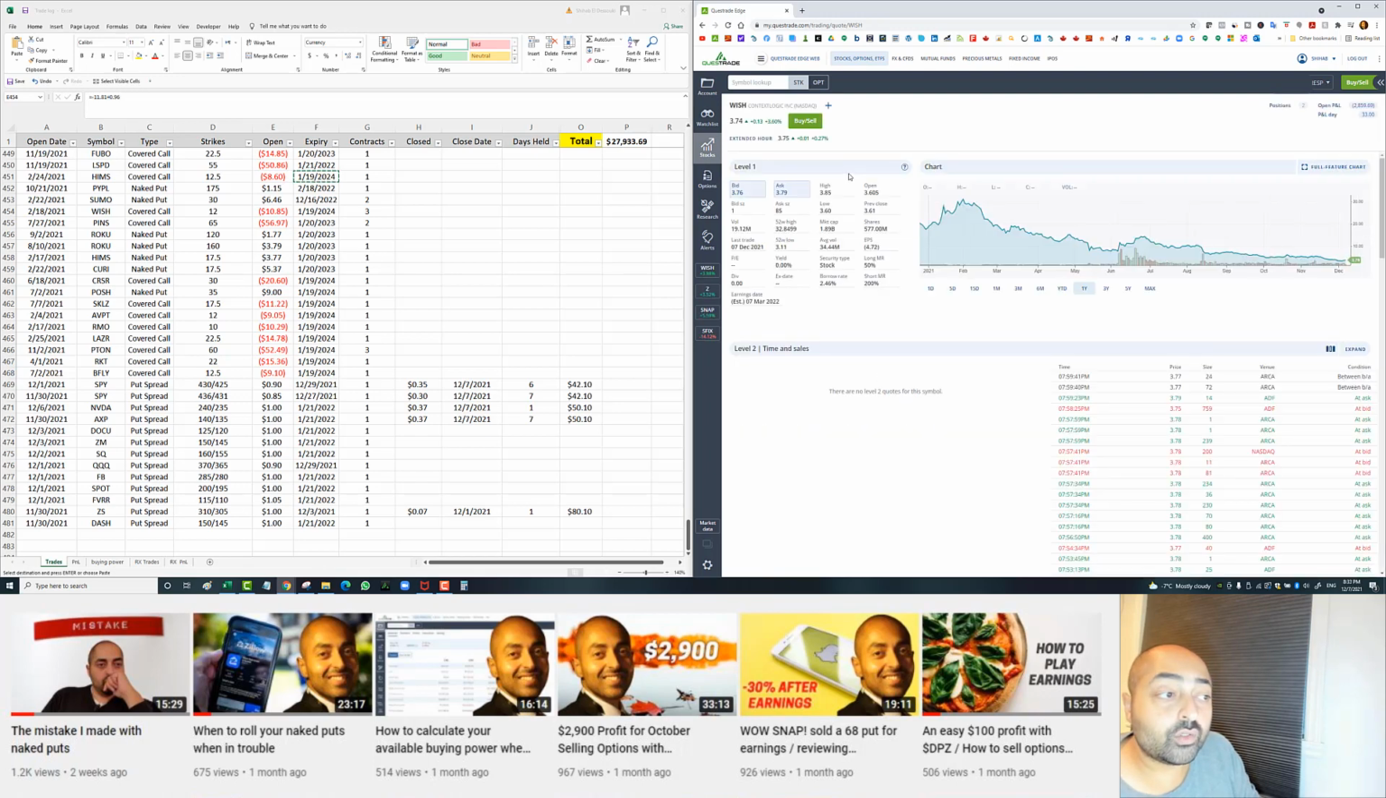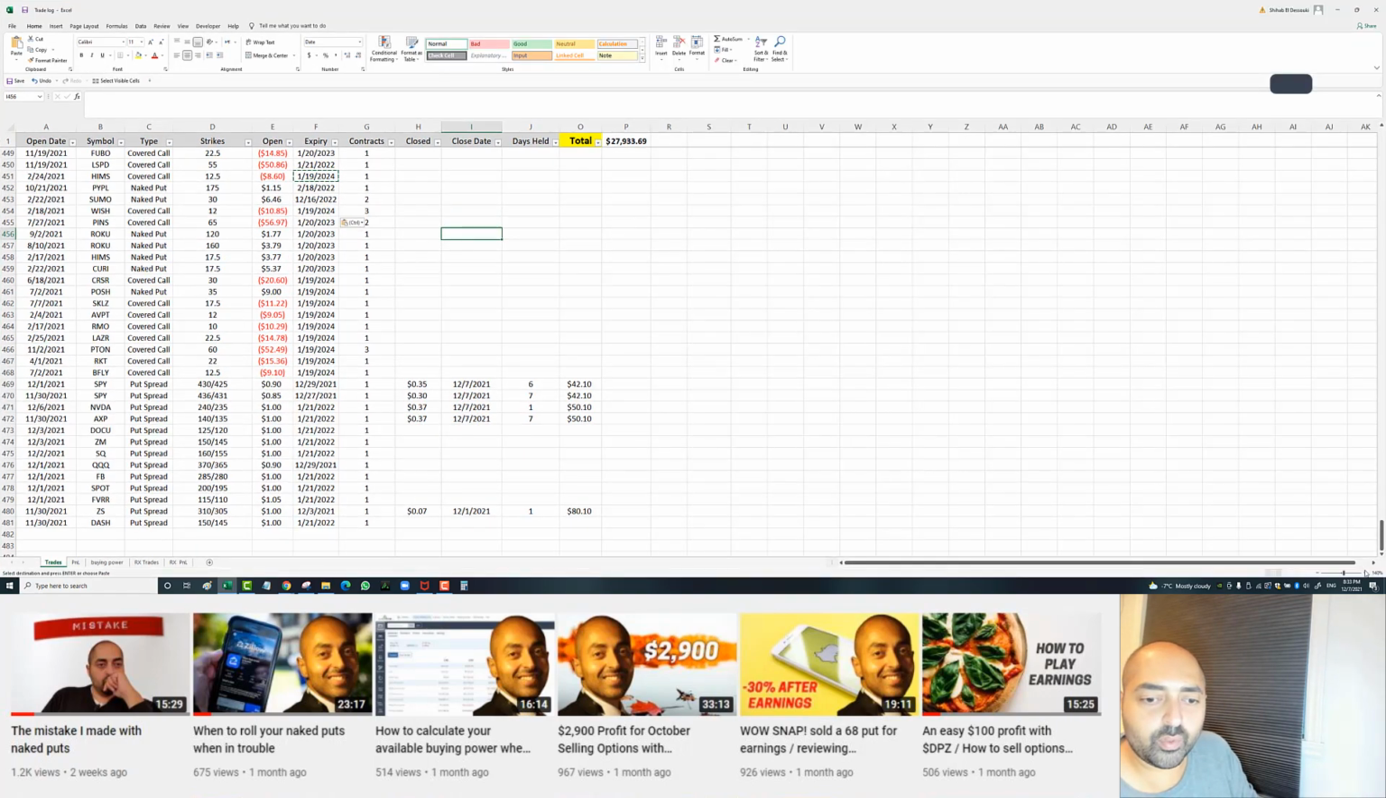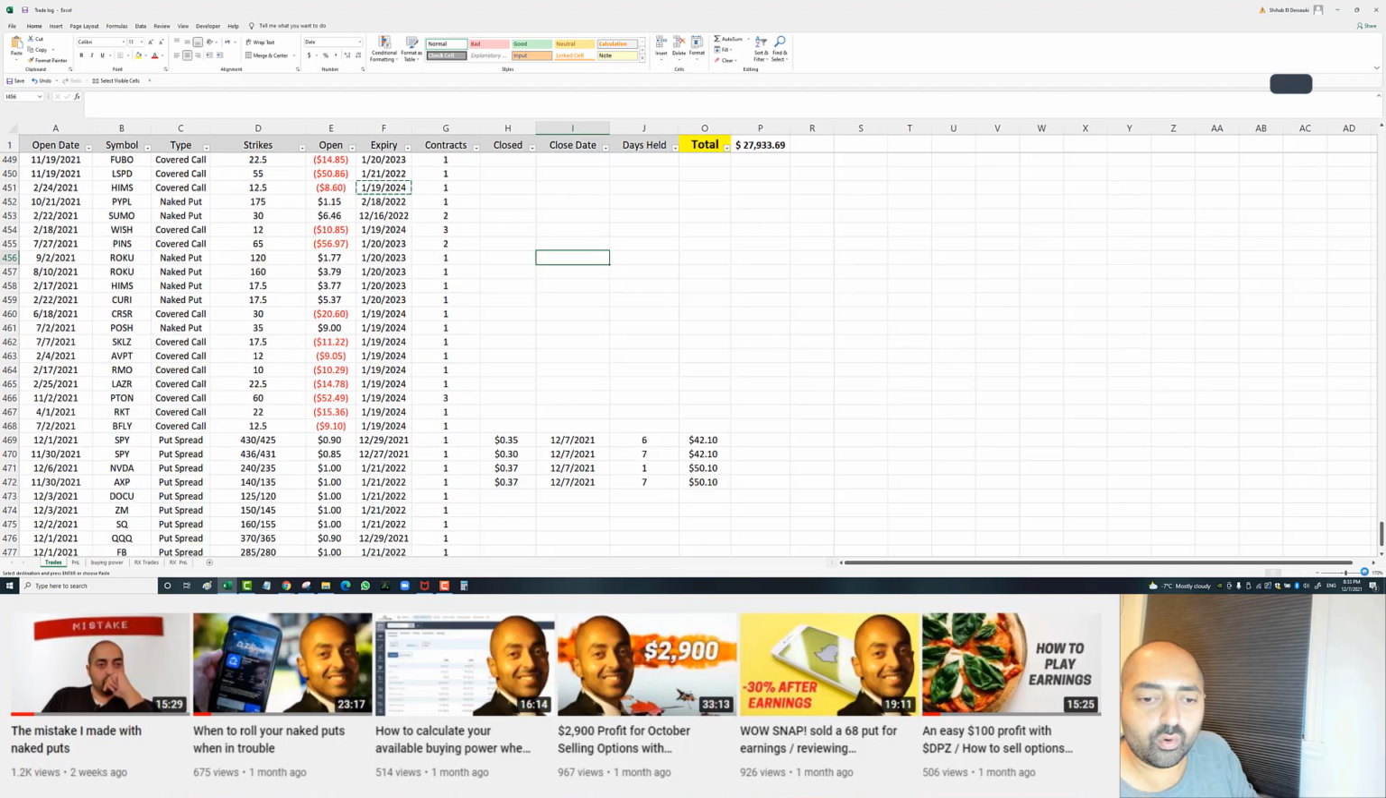3.75. So yeah, no hope there, but not adding any more capital to this trade, that's for sure. Okay, so I think I've entered everything. So now that I've entered everything, here's what I'm gonna do. I'm just gonna clean up my spreadsheet a bit, just to put everything in order.